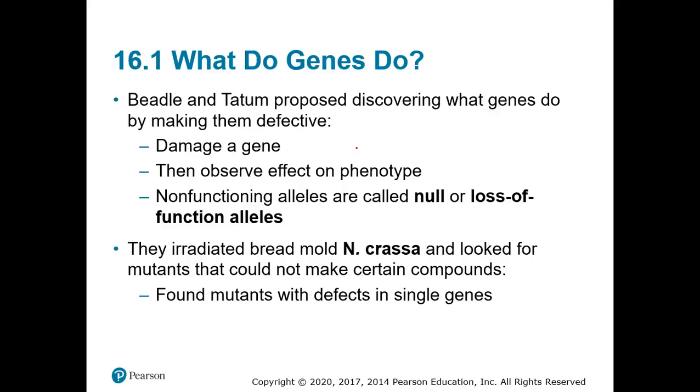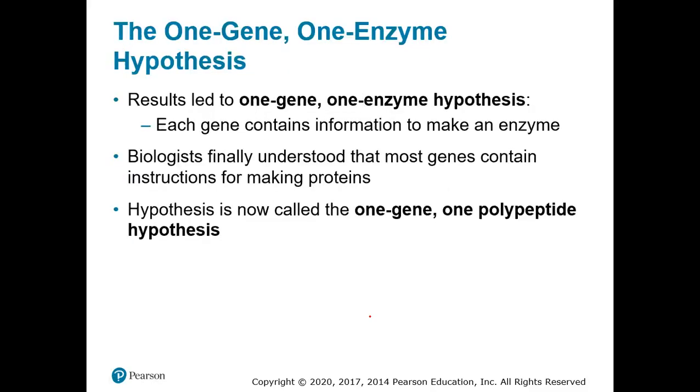Now, to damage genes, they worked with some bread mold, and what they did to it is they just blasted it with radiation. They irradiated it up to the point where certain genes were no longer functioning. And once they did that, they looked for mutants, things that could not make certain compounds. And they were successful. Through this process of blasting bread mold with radiation, they created mutants with defects in certain genes. And all of this led to a one gene, one enzyme hypothesis.